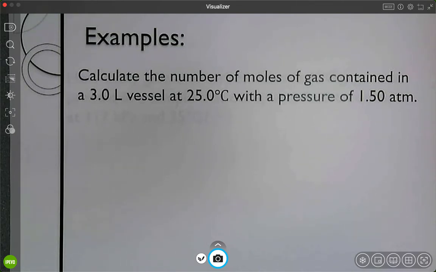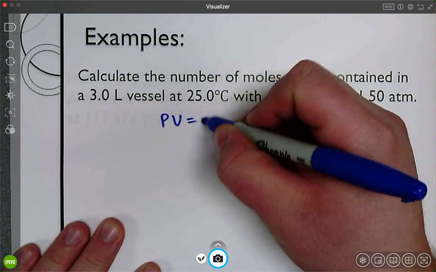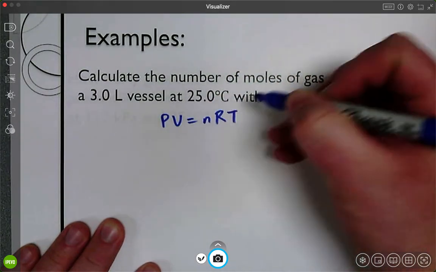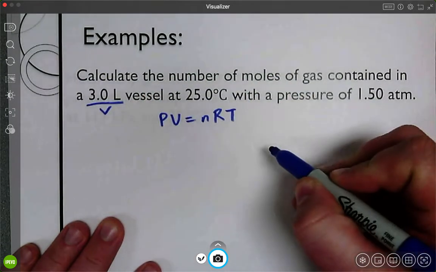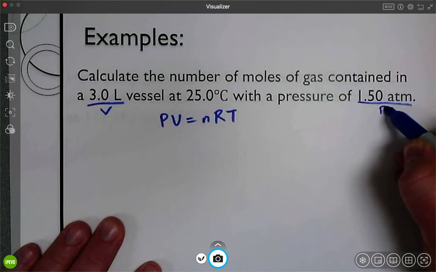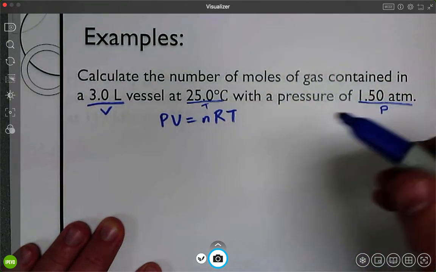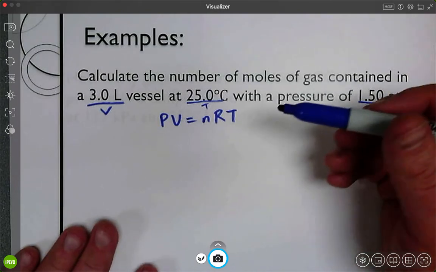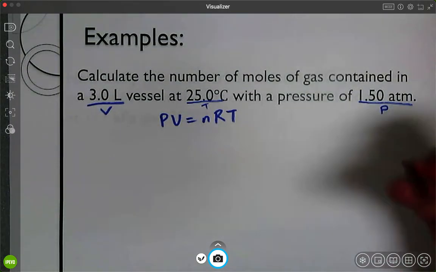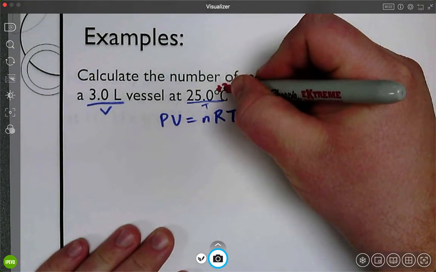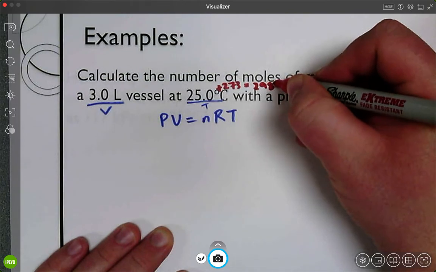So my equation, first off, we have PV equals nRT. Now, this here is the volume. This here is a pressure. This here is a temperature, and it's in Celsius. So the first thing I'm going to need to do is change that Celsius to Kelvin. So I'm going to add 273 to it, and that gives me 298 Kelvin.